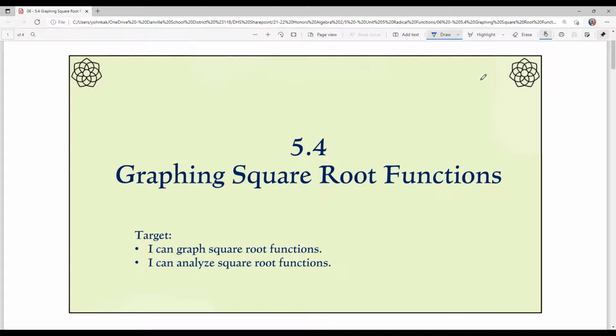Hey kids, welcome to section 5.4, graphing square root functions. Today you're going to learn how to graph a square root function and how to analyze a square root function.